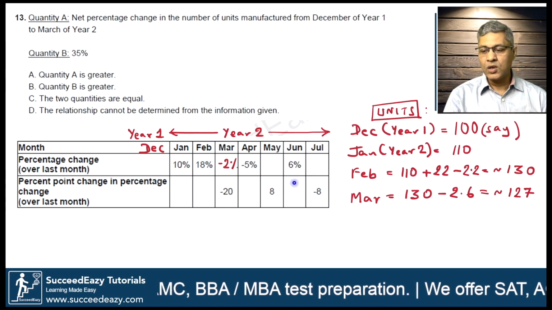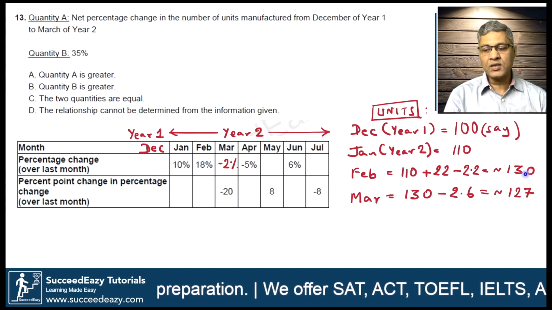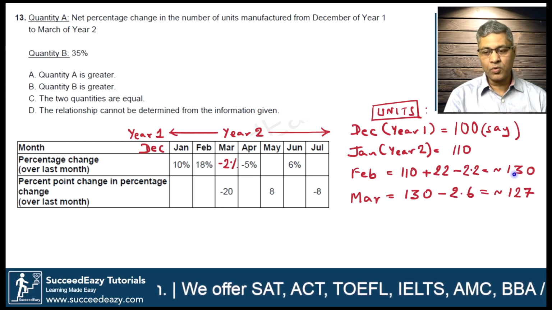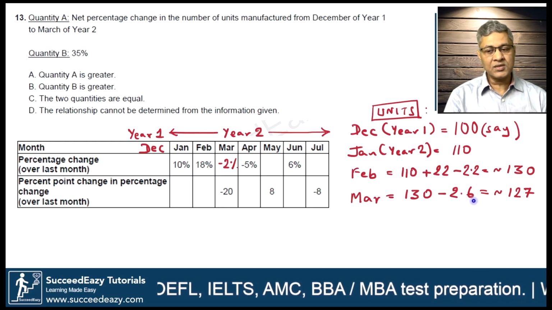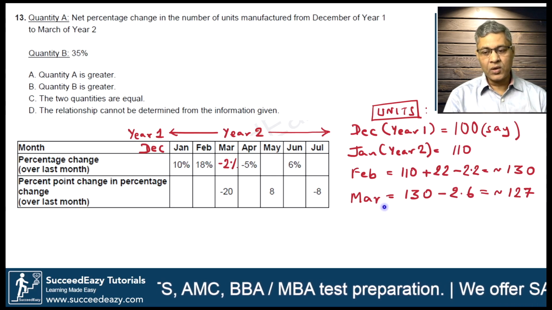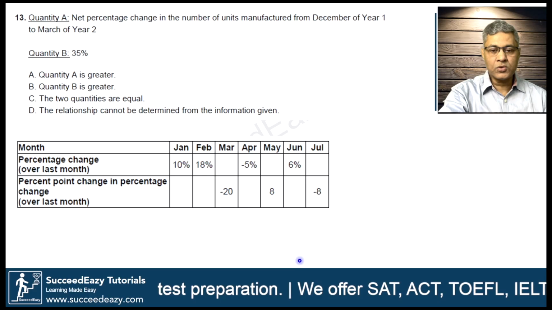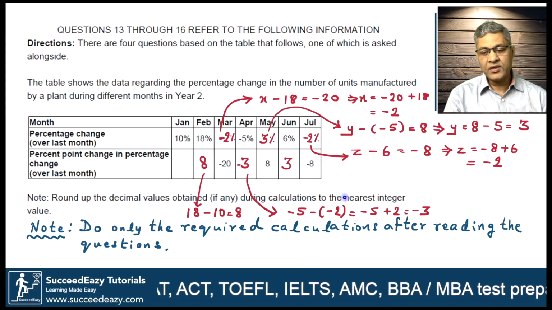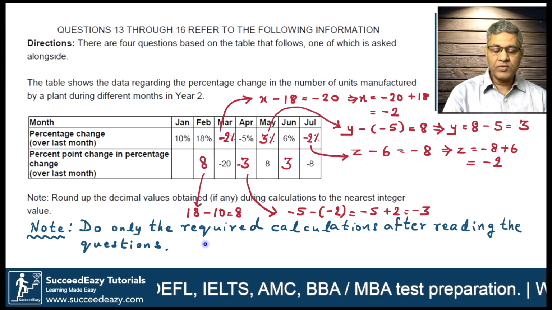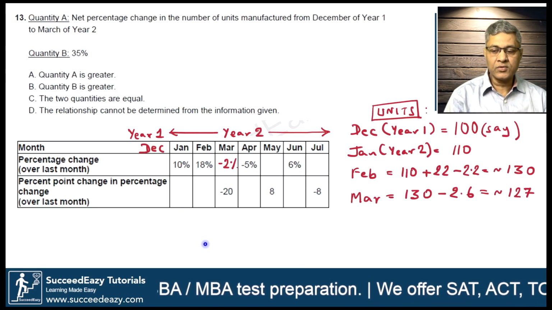March is minus 2. So you have to subtract 2% from 130. 1% is how much? 1.3. 2% would be 2.6. So round 2.6 to the nearest integer, that will be 3. So 130 minus 3 would be 127. And mind you, they have already told you to round up the decimal values obtained, if any, during calculations to the nearest integer. So wherever you see that decimal value, please round it to the nearest integer.